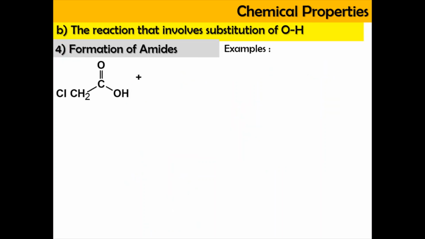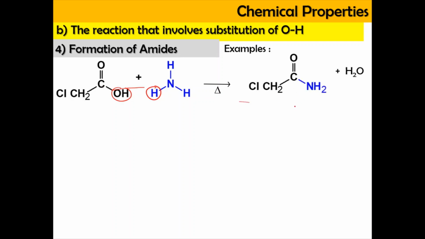So now let us look into the examples. Let's say we have ClCH2C double bond OH reacting with ammonia here. What we're going to do is remove OH and hydrogen from here, and the NH2 is going to link to this carbon here. Okay, so this is going to produce a primary amide, also known as 2-chloroethanamide.